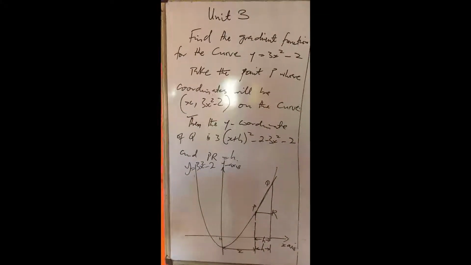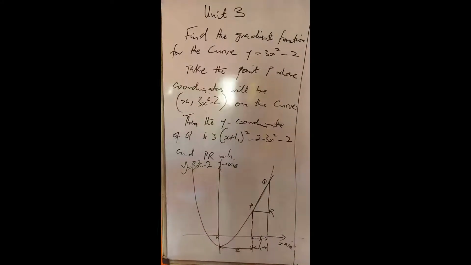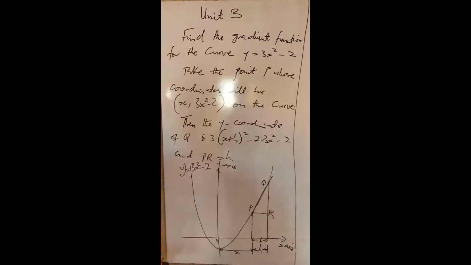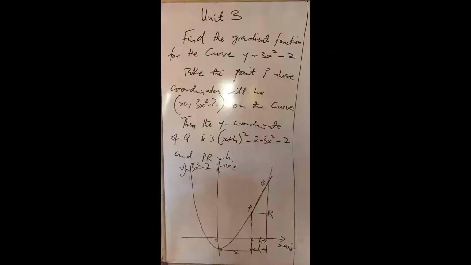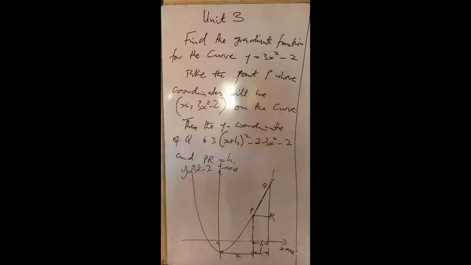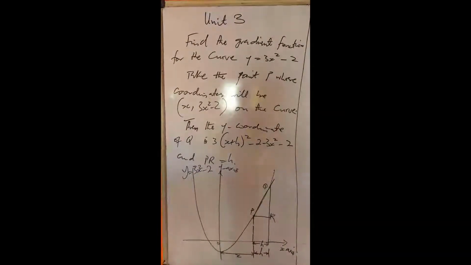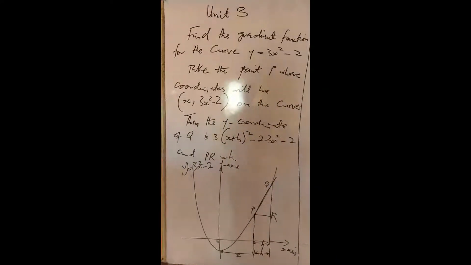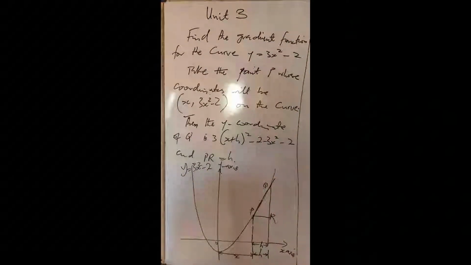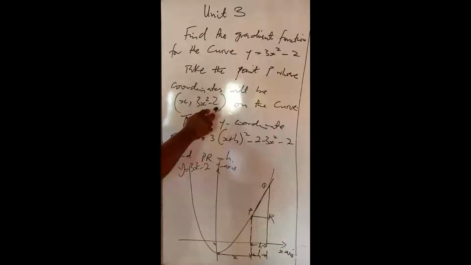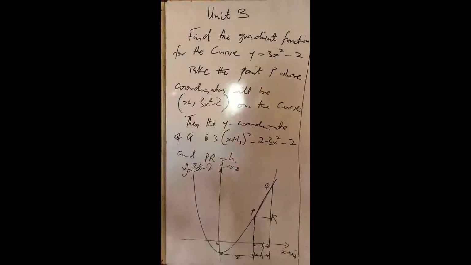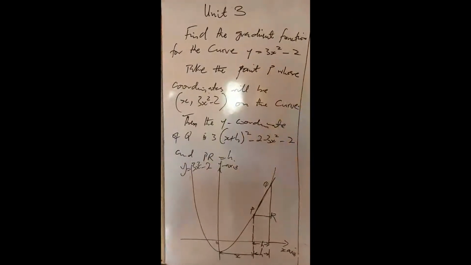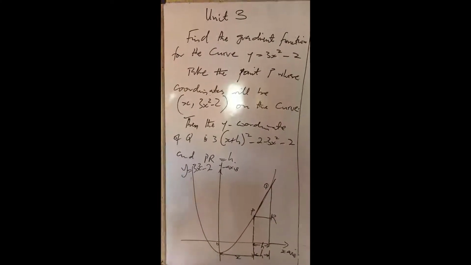Welcome to Unit 3, and the exercise posed before us is: find the gradient function for the curve y equals 3x squared minus 2. Take the point P whose coordinate will be x, 3x squared minus 2 on the curve, which means 3x squared minus 2 is the y coordinate, and x represents the x coordinate.